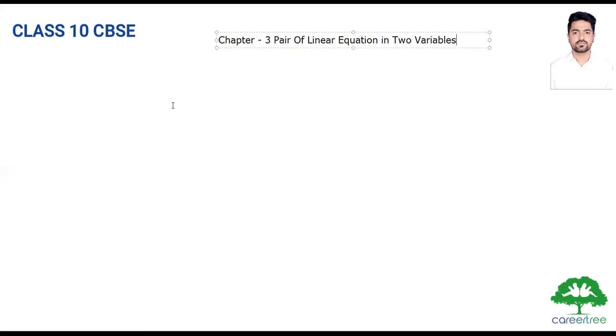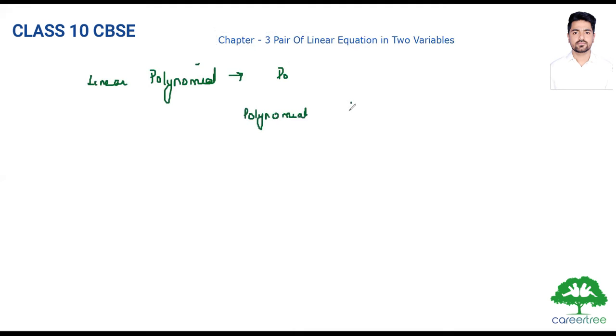So first we will understand what is a linear equation in two variables. Before that we will understand what is a linear equation and what is a linear polynomial, because all these are basics. So what is a linear polynomial? Polynomial, not equation. Polynomial and equation are two different things. They are not the same.